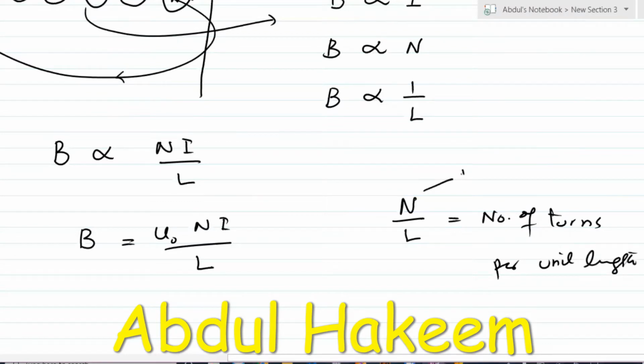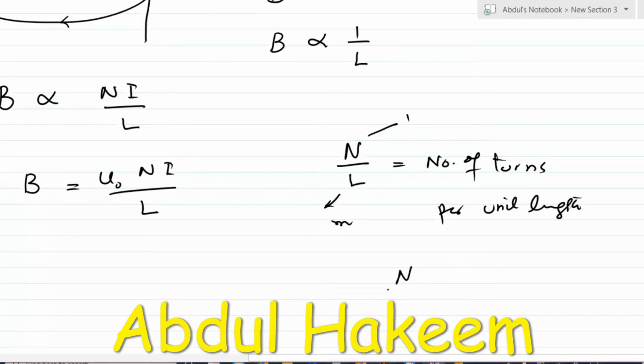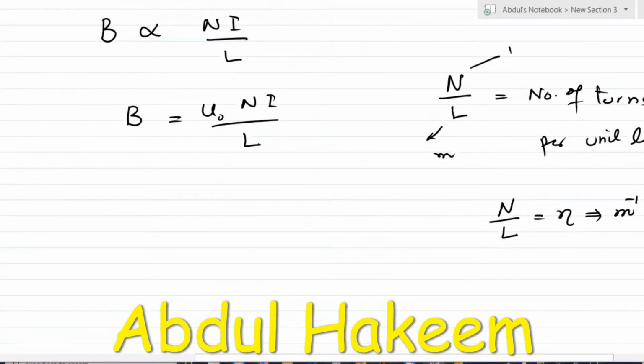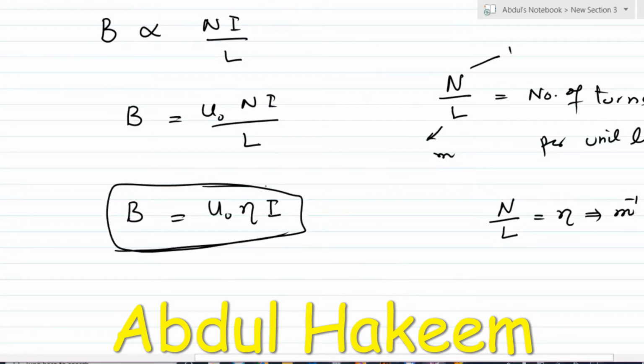Number has no unit, length has meter, so this N over L is represented by small n, and with unit, meter power minus 1. So sometimes this formula will be written as mu naught n I. So small n means number of turns divided by the length of the coil. So mu naught is the permeability, this is the number of turns per unit length, and this I is the current supplied to the coil, to the solenoid.